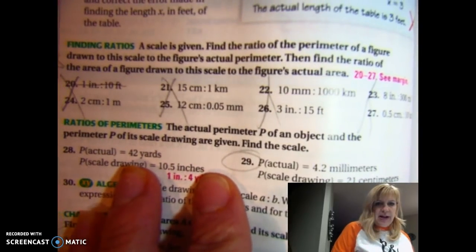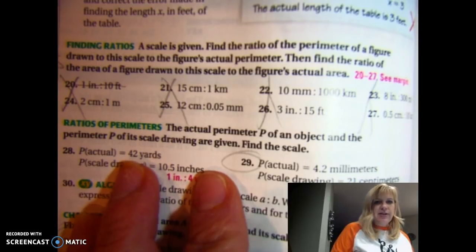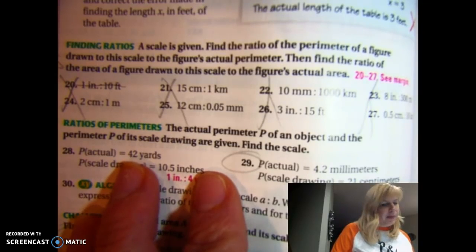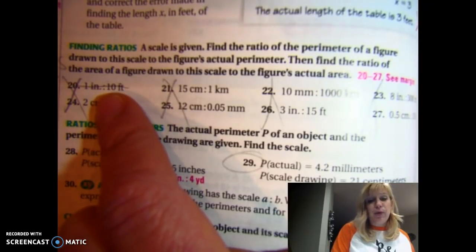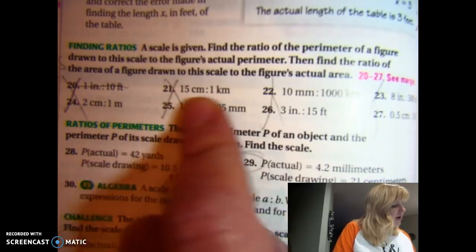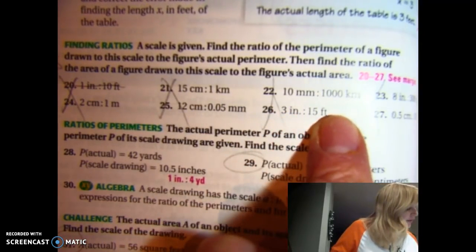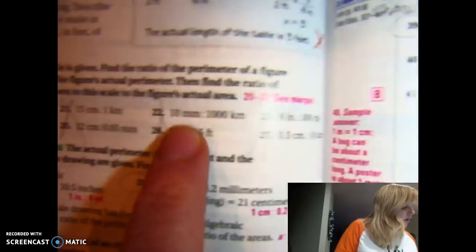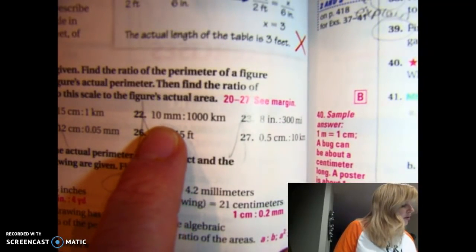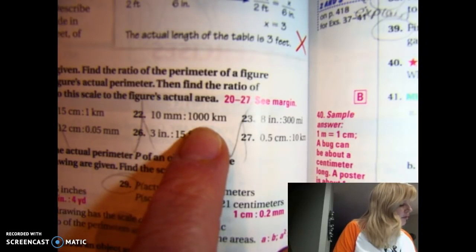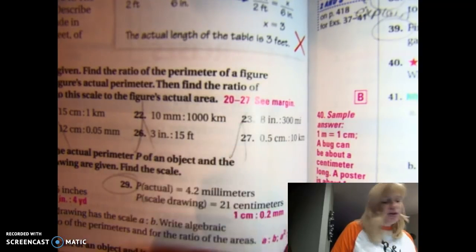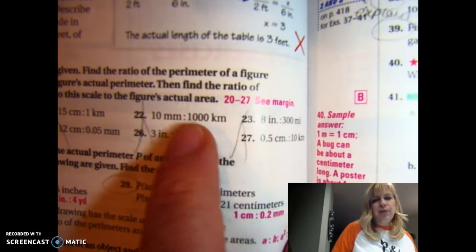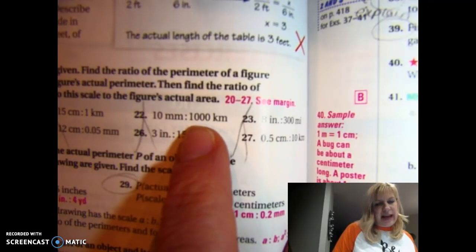the directions here are asking you to find the perimeter of a figure drawn to this scale to the figure's actual perimeter. Well, we just saw in our example, if it's 1 to 10, it's going to stay 1 to 10 because it will reduce to that. I'm going to try to find one that's really easy to reduce. Oh, if we find number 22, we have a 10 to 1,000. Well, I can reduce that. It would be 1 millimeter to 100 kilometers. You can reduce that. That will be your actual scale ratio when you reduce it down.